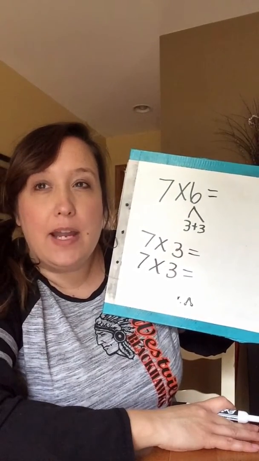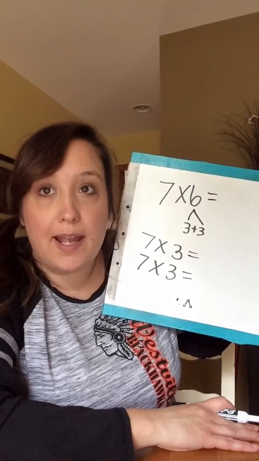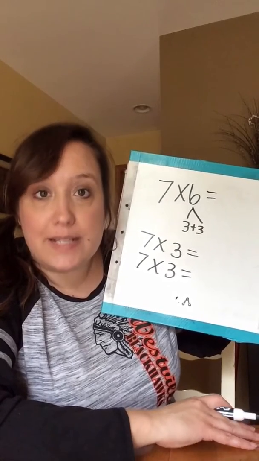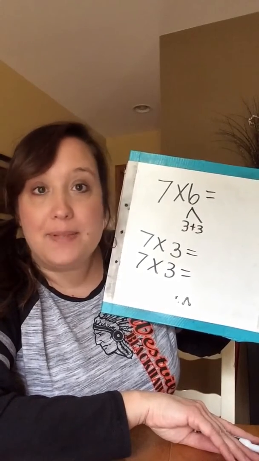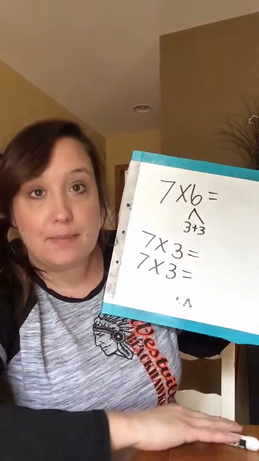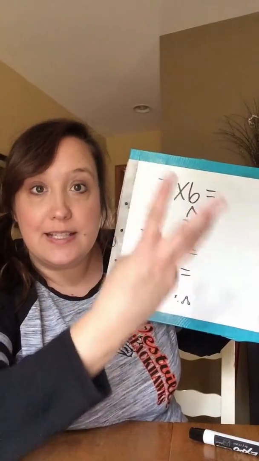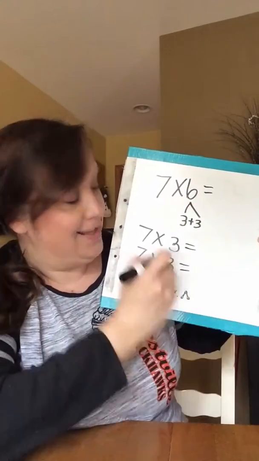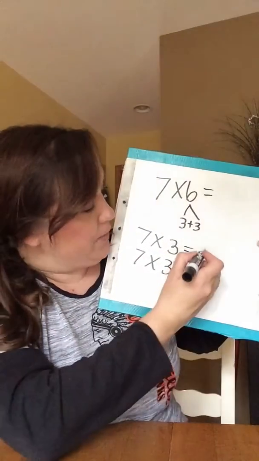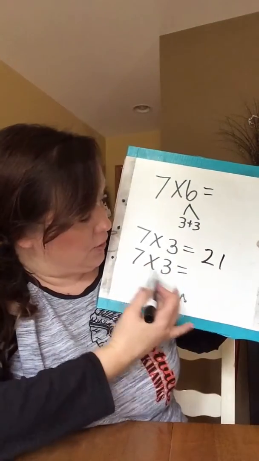So if I know that 7 times 2, which is just 2 7s, okay, and that's a doubles fact, is 14, and I should know that 2 7s is 14, I should be able to just count up 7 more to figure out 7 times 3, right? So let's start there. 14, 15, 16, 17, 18, 19, 20, 21. 7 times 3 then is 21. If this 7 times 3 is 21, then so is this one.